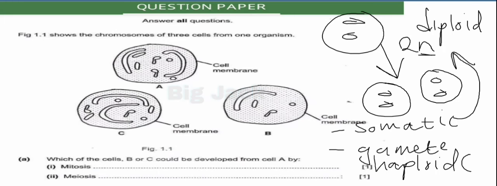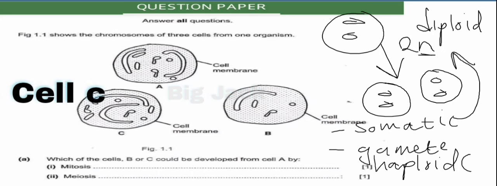So we can say cell C has been produced from cell A by mitosis. Why are we saying cell C has been produced from cell A by mitosis? If you look at the structures in cell A and the structures in cell C, you are going to find that they are exactly the same. During mitosis, the daughter cells which are going to be produced are going to look exactly like their parents. That is one thing that you need to know. So we are going to say cell C.